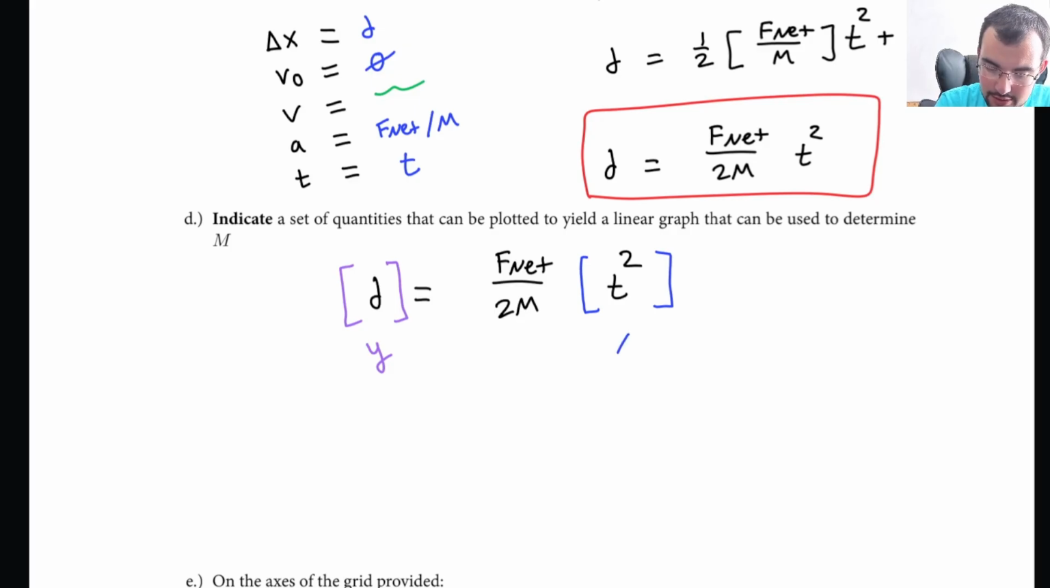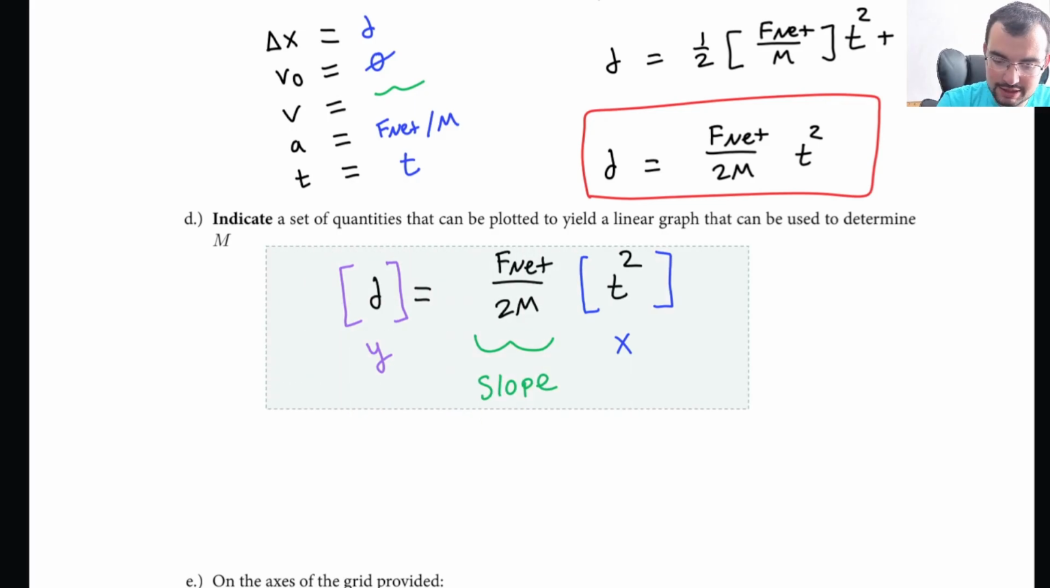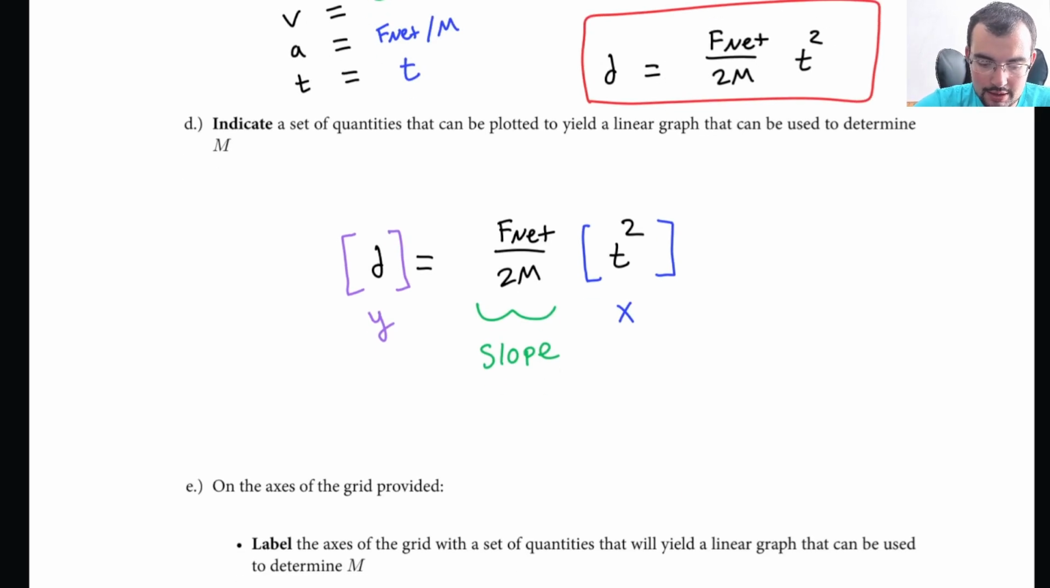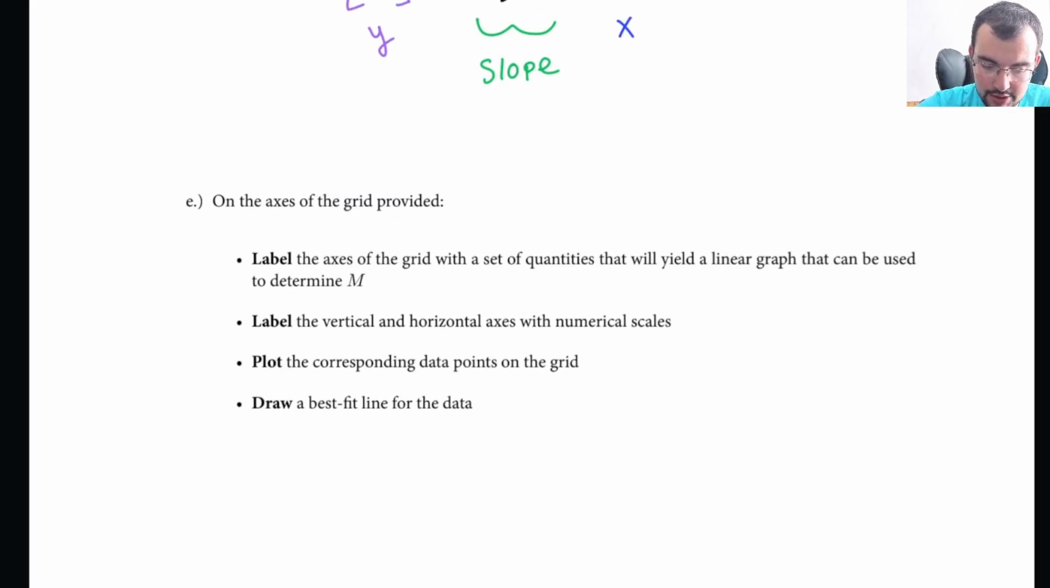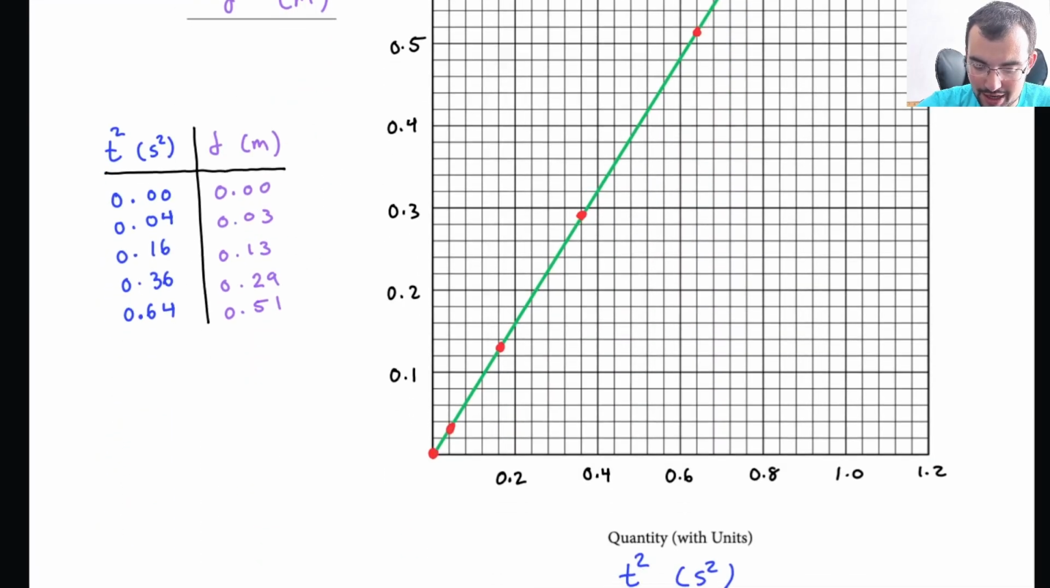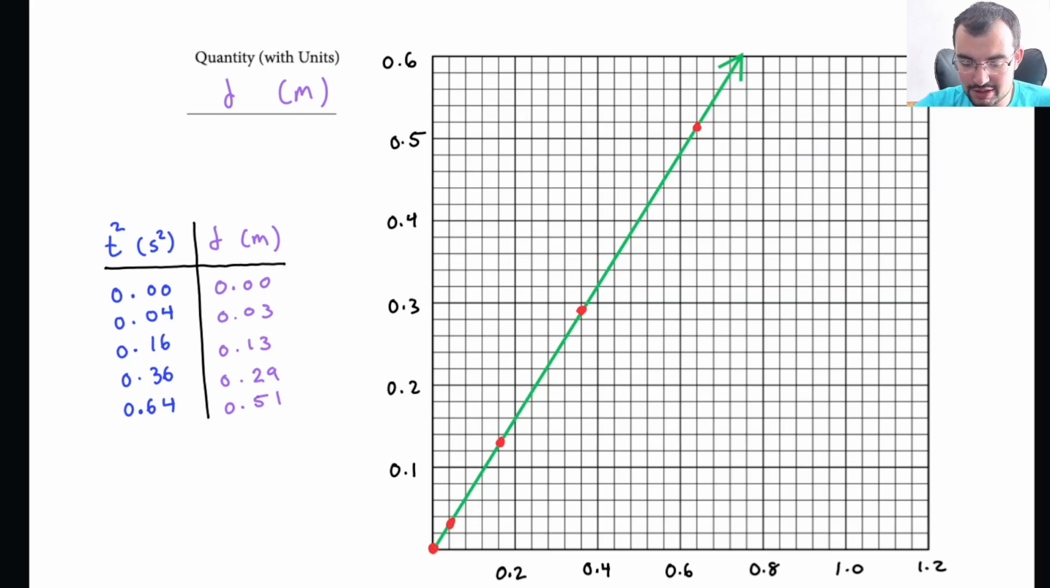Tricky one. So I'm going to banish t squared to its own box to become my x variable. And then that means that everything here better be a constant, and that will be my slope. And it is, right? Because F net is 0.6 newtons, and m is unknown, but it is a constant, and we want to find it. So we will plot d on the y-axis and t squared on the x, and the slope will be F net divided by 2m. So from the power of doing this ahead of time, the mining off camera occurred, and here is our best fit linearization.